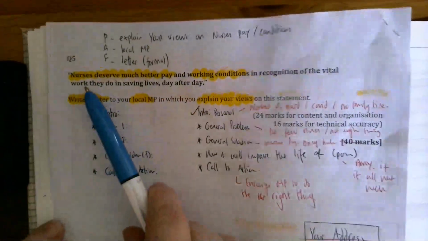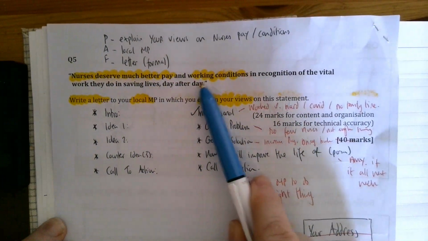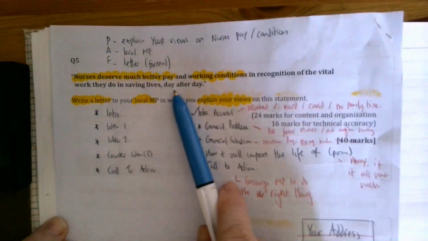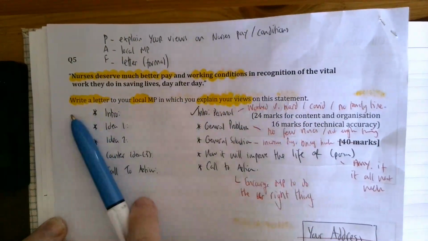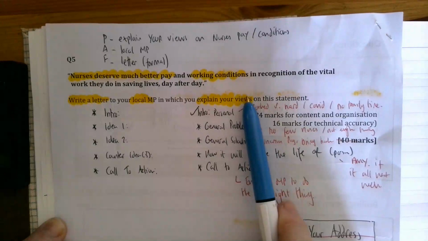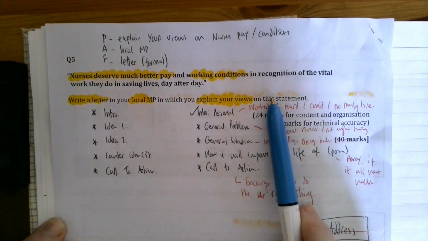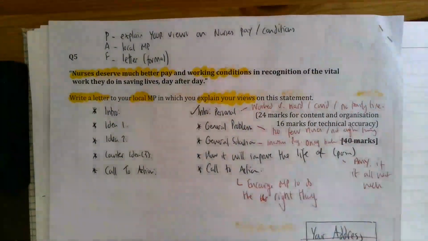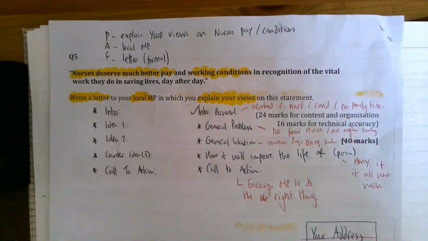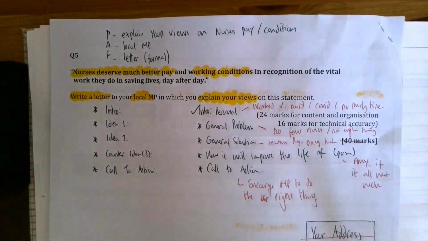So this one says, nurses deserve much better pay and working conditions in recognition of the vital work they do in saving lives day after day. Write a letter to your local MP in which you explain your views on this statement. Now you'll see from my earlier session that I've got a lot of workings out and scribbles and planning here, and I'm going to go through that again with you.